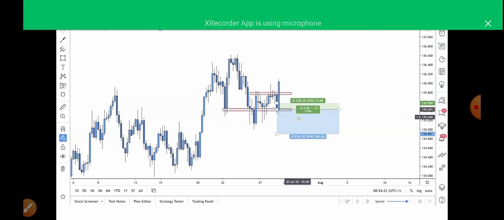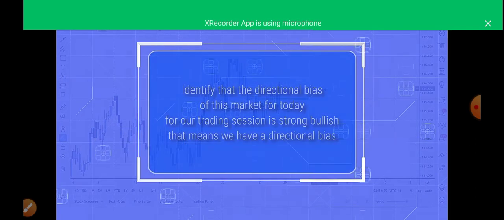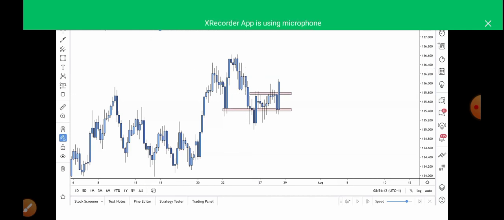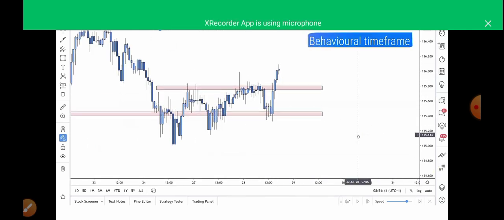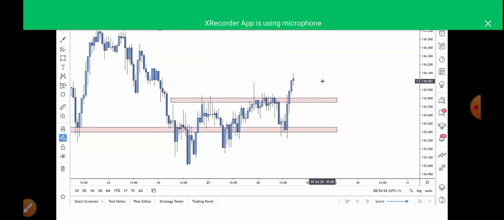So the next plan of action, once we see price breaking out of this structure to the upside, what are we doing? Well, first, we're identifying that the directional bias of this market for today, for our trading session, is strong bullish. That means we have a directional bias. Now, what do we want to do? We want to go down to our behavioral time frame. The behavioral time frame, as you can see here, is clearly identifying that the market is really strong bullish. We were sitting in this range and we've finally broken above it for a long period of time. That is now telling us that the bulls are clearly in control of this market.